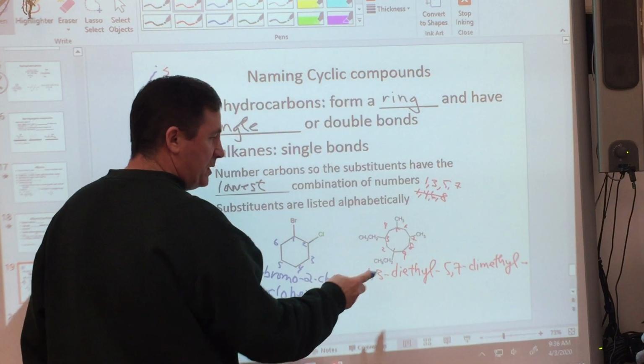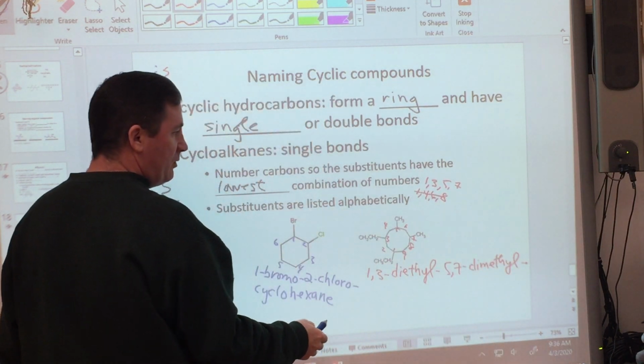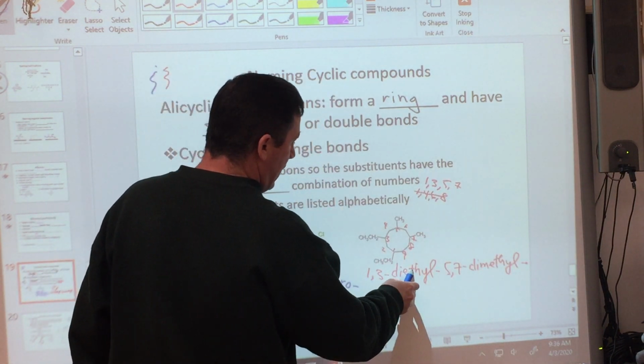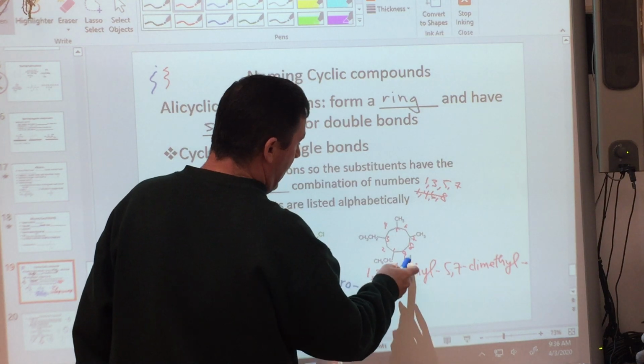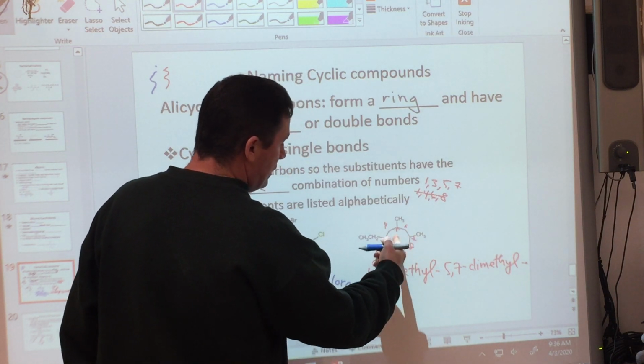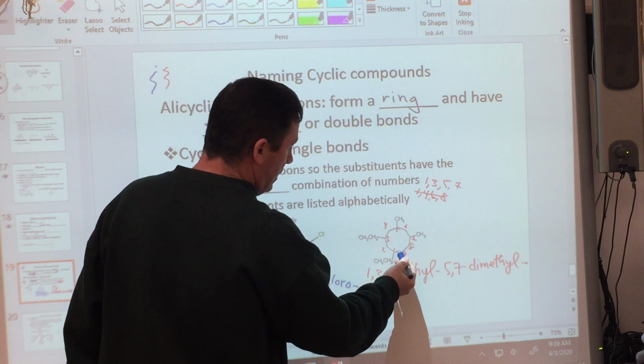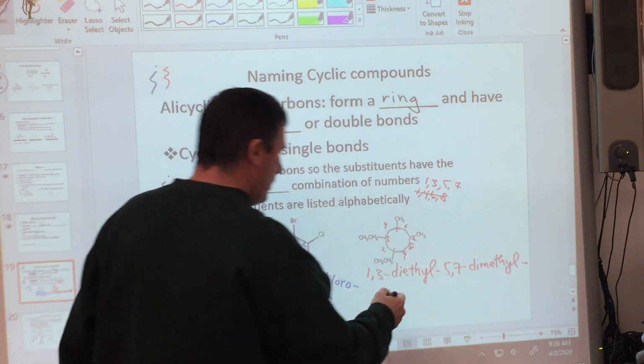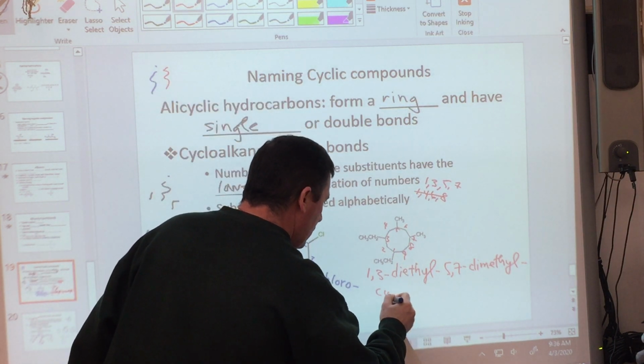I have to put a dash because I don't have enough room. Otherwise, it would be right next to it. 1, 3 diethyl. 5, 7 dimethyl. And this is an ane. And what's the big? It's 9. And that's cyclo.